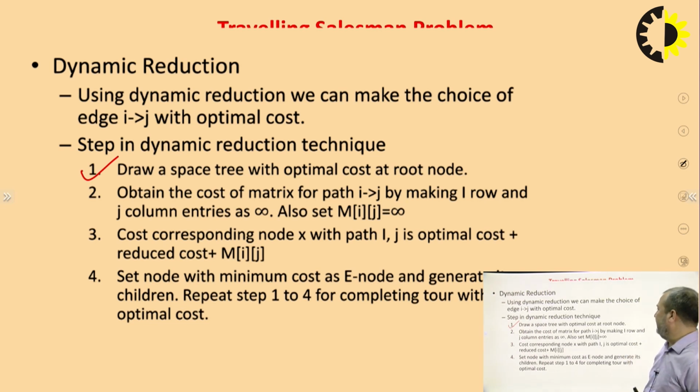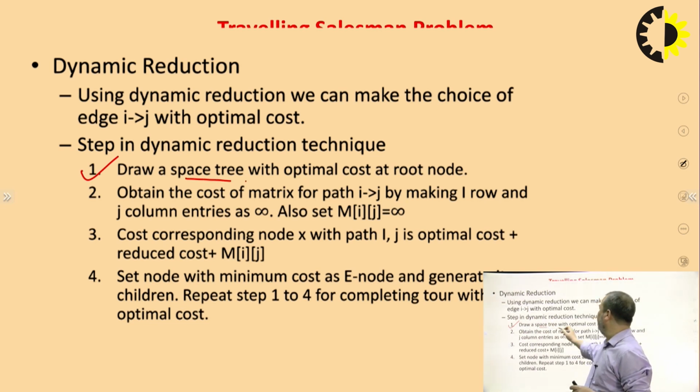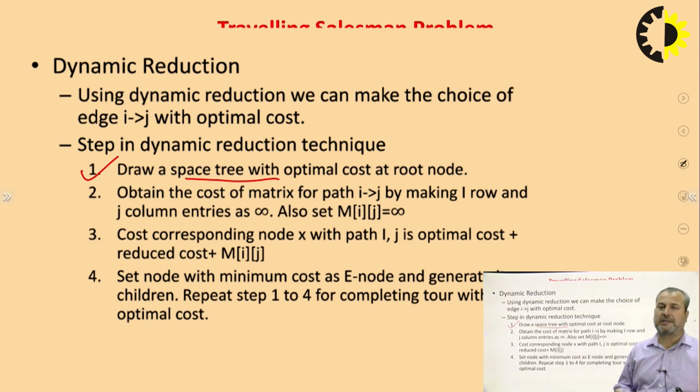A state space tree. A tree will be drawn from where the salesman just started and visits all. Again we do the same. So the state space tree with the optimal cost at the root node will be drawn.